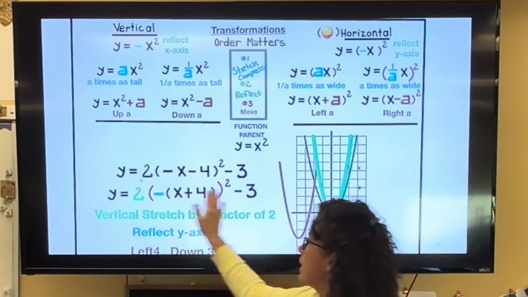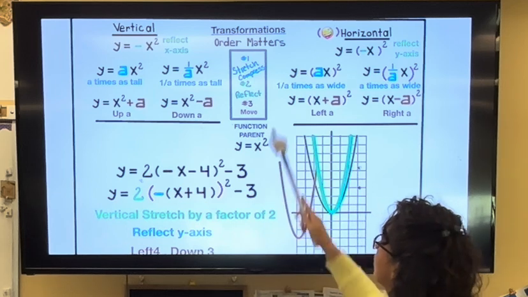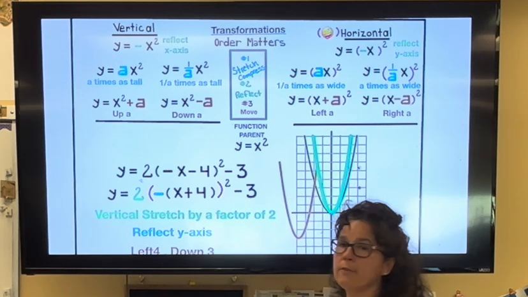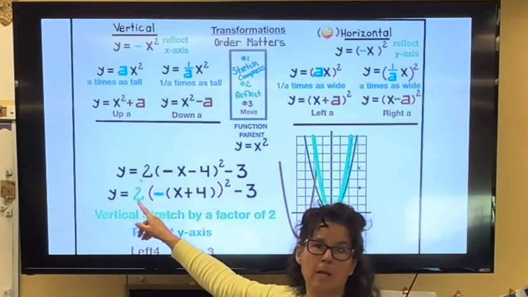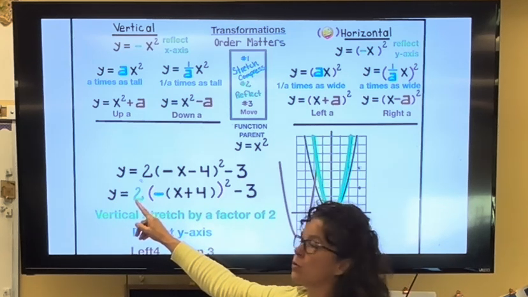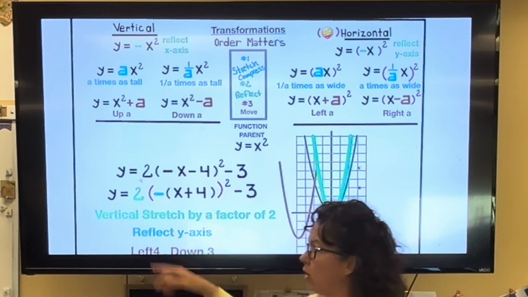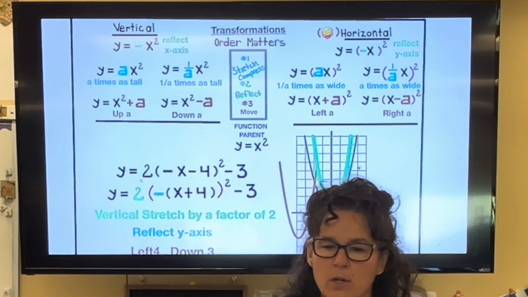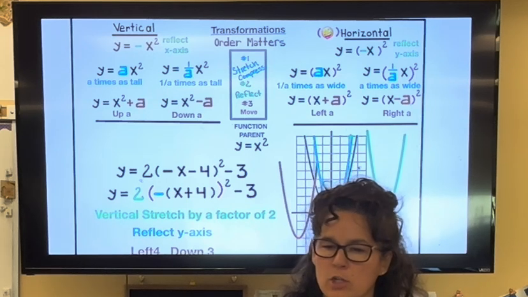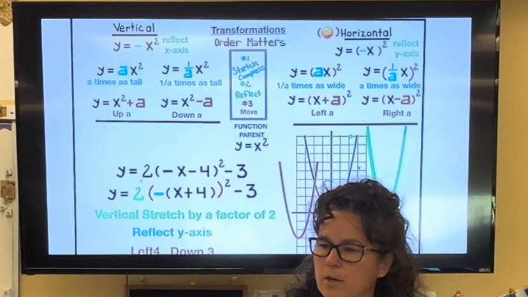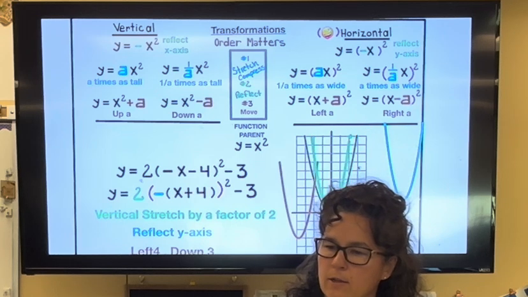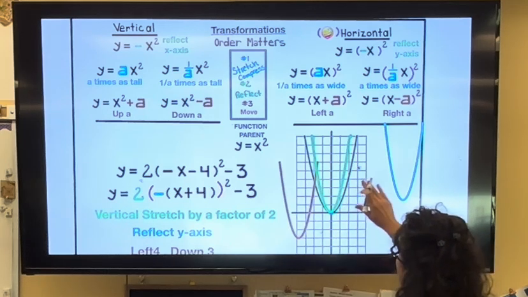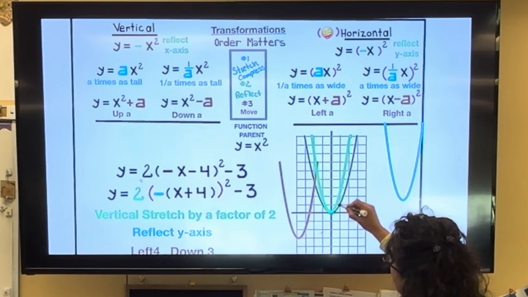Okay, so now that we have it written like this, let's go through our order, stretches and compressions. So we're looking for any kind of multiplication. We have a multiply by 2 outside of grouping symbols, so it's going to be twice as tall. Here's my original graph here. Let me actually just move this one over to help us.